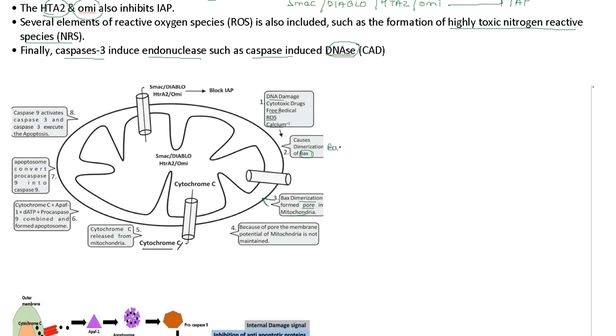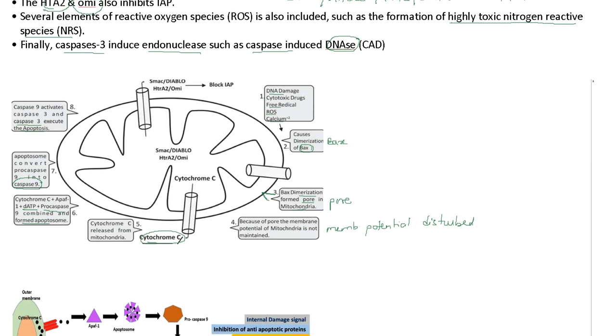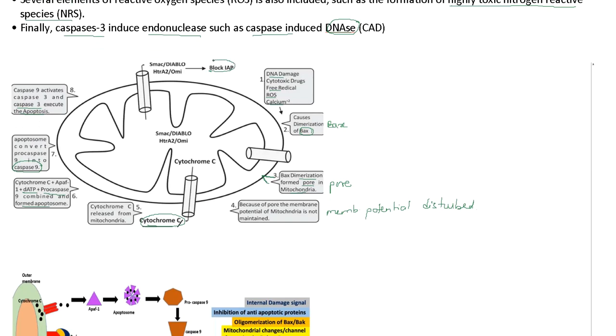So first Bax comes into role. Bax forms pores. Once the pore is formed, membrane potential is disturbed. When membrane potential is disturbed, cytochrome C is released. Cytochrome C plus APAF1 plus dATP form the apoptosome and combine with procaspase 9. Procaspase 9 along with cytochrome C and APAF1 is known as the apoptosome. They activate procaspase 9 to form caspase 9, and caspase 9 converts procaspase 3 into caspase 3, which is the executioner caspase. And there are some inhibitors which block the inhibitor of apoptosis, which is IAP.